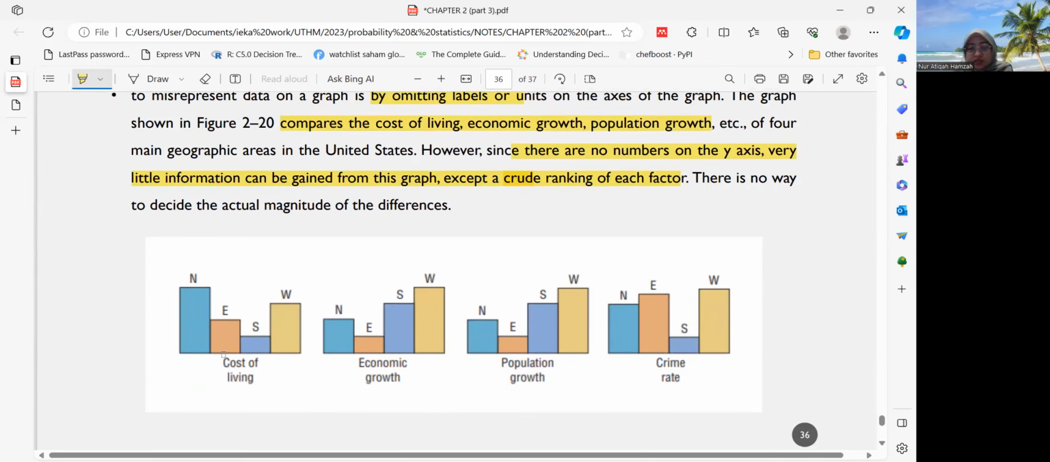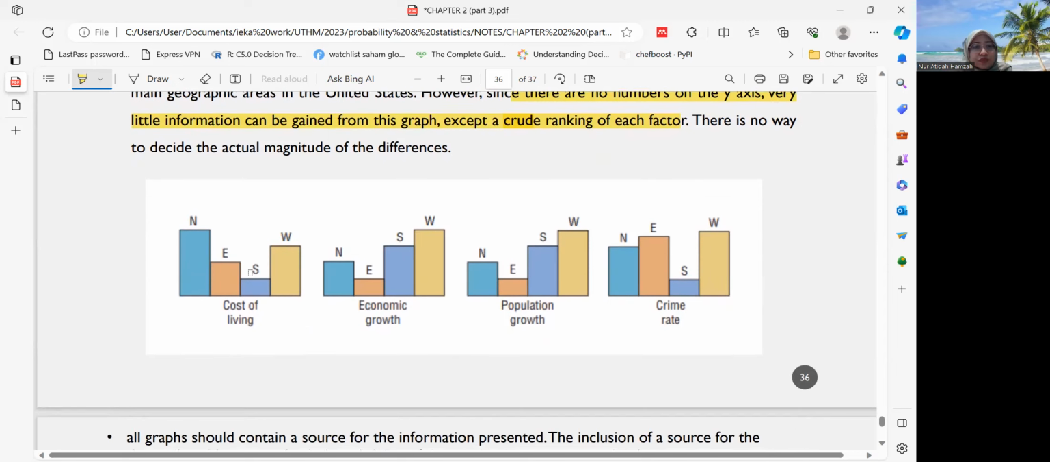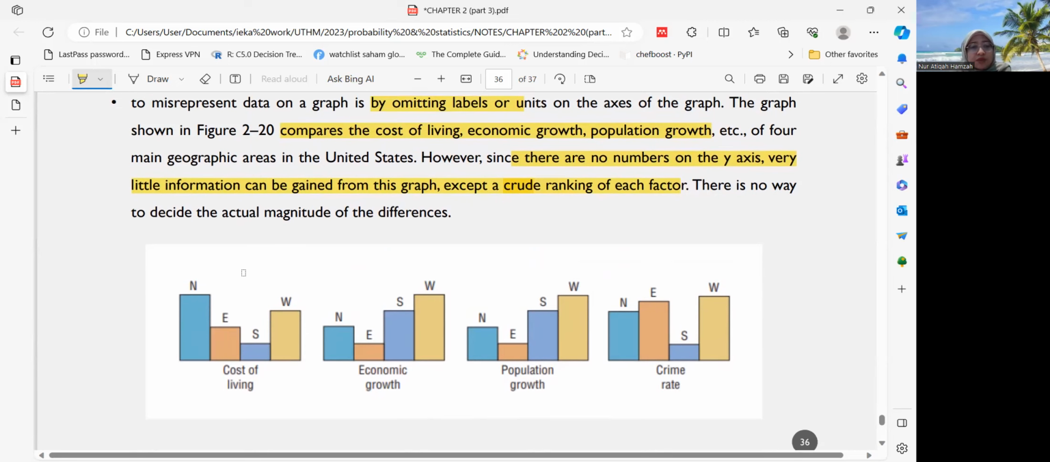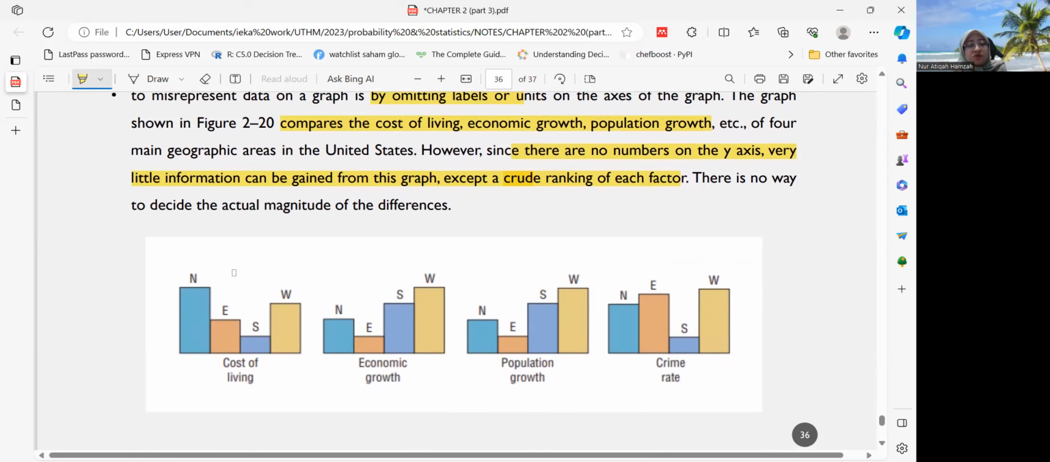So as you can see, dia nak bezakan 4 tempat ni. Dia punya cost of living, economic growth, population, crime rate. Tapi dia tak letak scale pada y-axis, tak ada numbers. So akan berlaku misrepresentation of the data jugalah bila kita tak tahu the real values yang diwakili oleh kita punya graph.